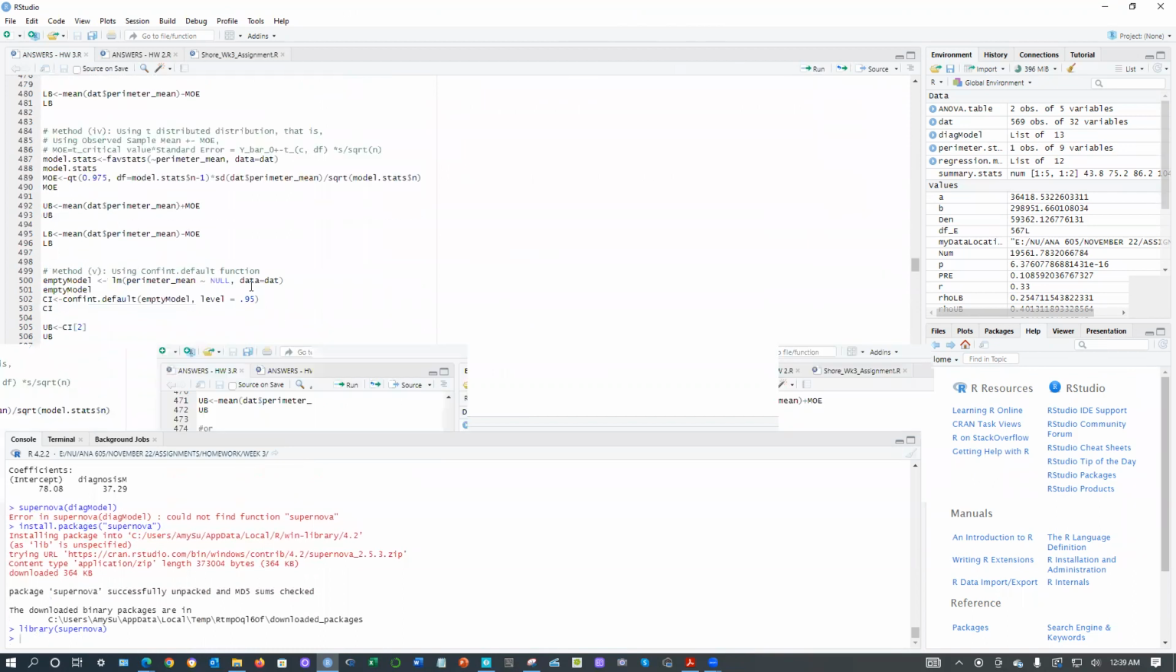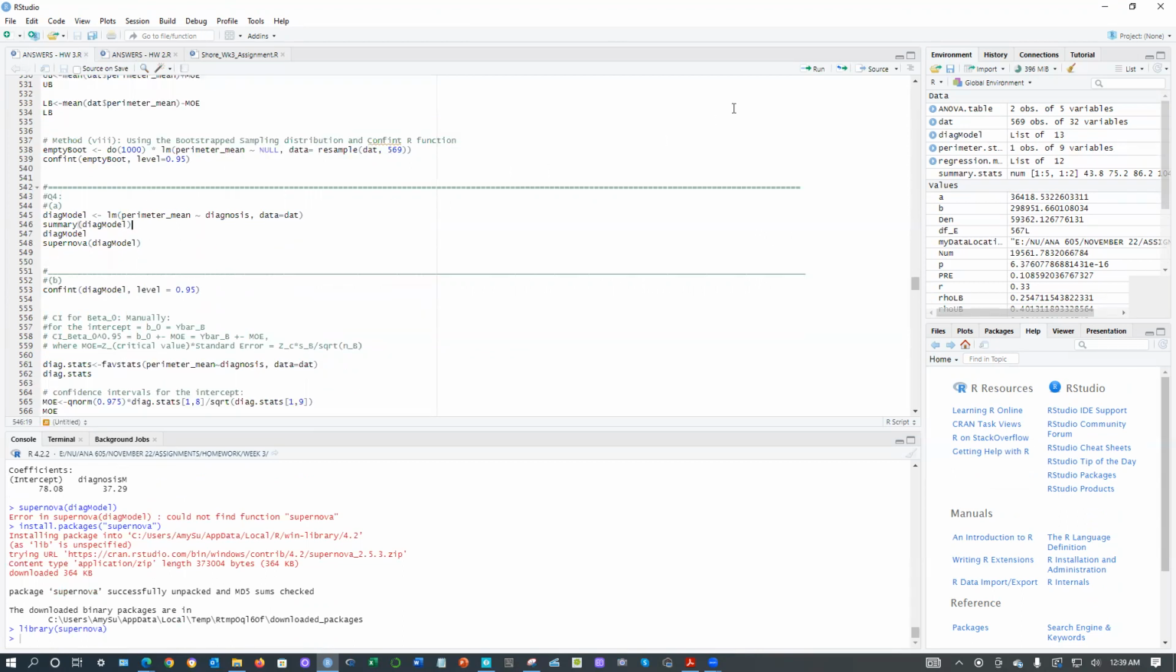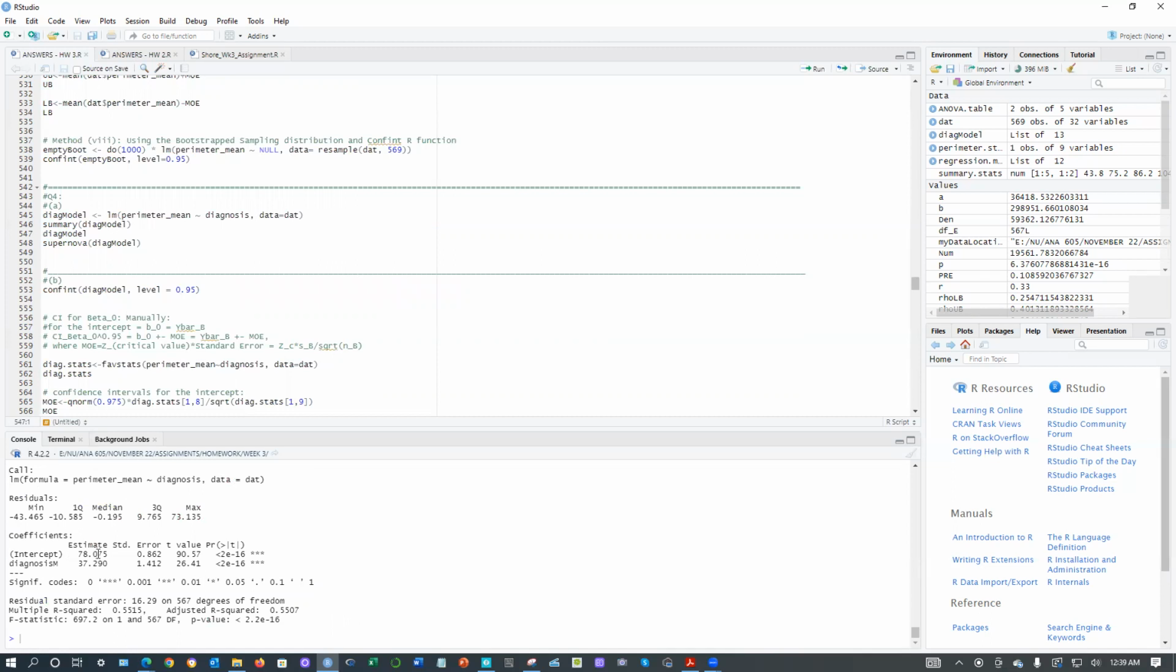Okay, number four should be the summary. See, in the summary we have the estimate, this is the B naught. Standard error means the standard deviation of the sampling distribution. This is an observed value. Why T like that? You can have a look at why T is like that. T is nothing but this value, B divided by the standard error. How do you get the standard error of B naught? Can you remember? We have a formula.